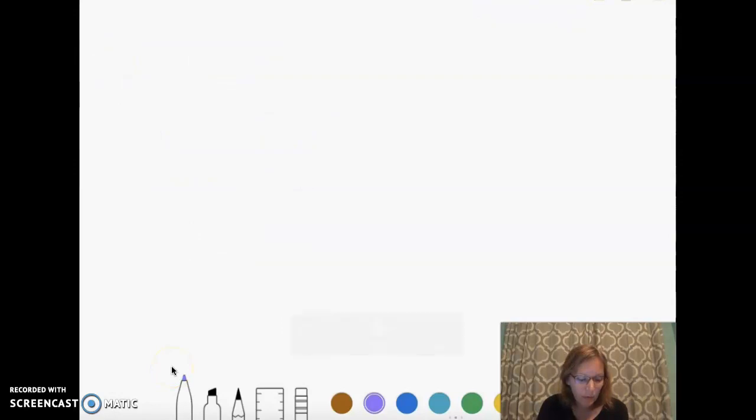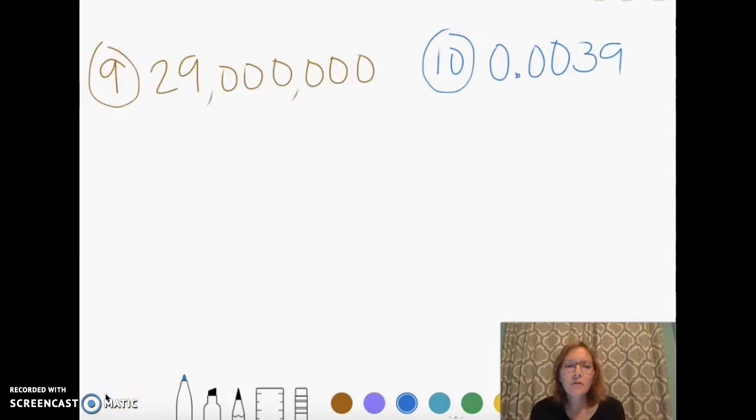Okay, we're going to move on to scientific notation. So for scientific notation, remember if you start with a really large number, your exponent is going to be positive. And if you start with a really small number, meaning a decimal, your exponent's going to be negative. Okay? So the first one, I'm starting obviously with a very large number. So I know I'm going to have a positive exponent.